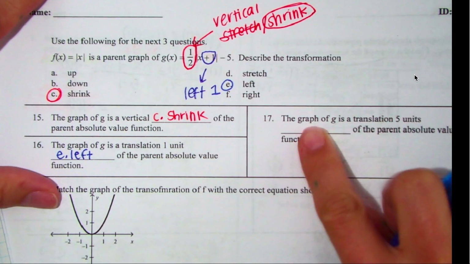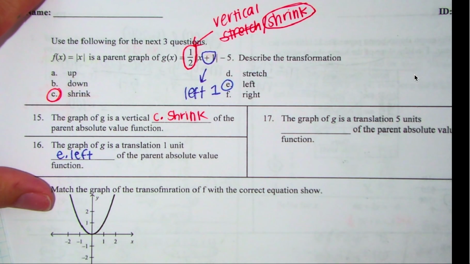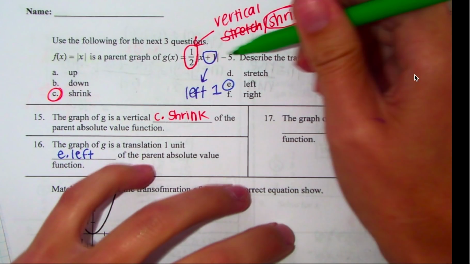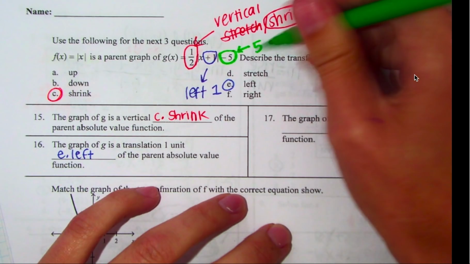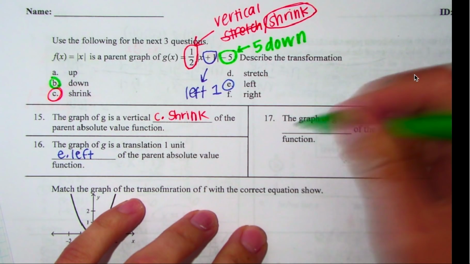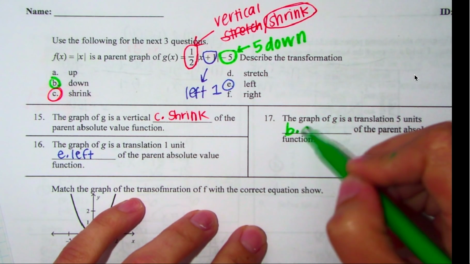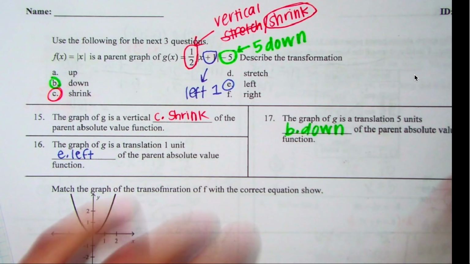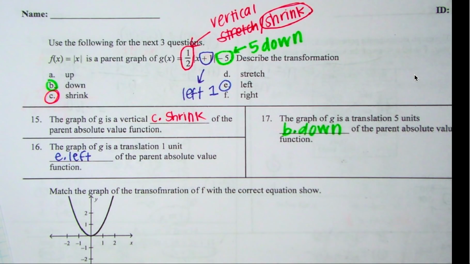Okay, and then the last part, translating 5 units. They're talking about that -5 over here. So -5 on the outside means we're going to go 5 units down. Translating 5 units down. So I'm going to choose B. Okay, so that's what we have going on in number 15, 16, and 17.